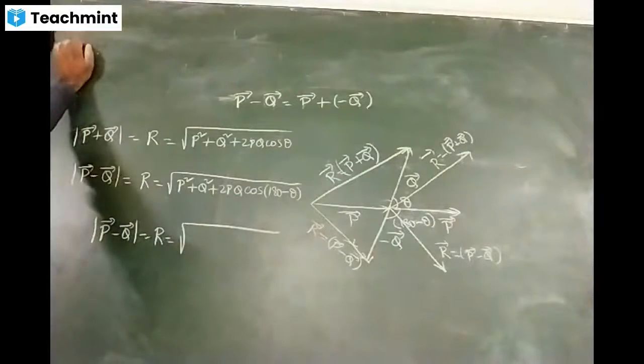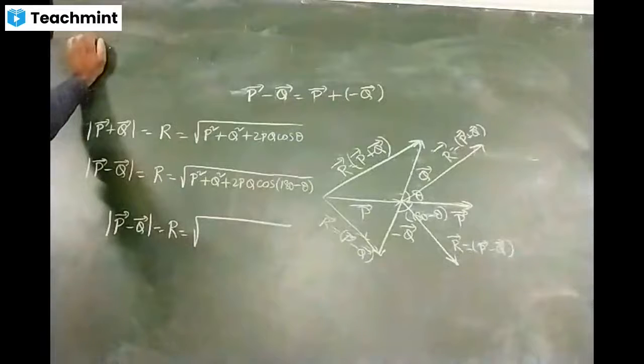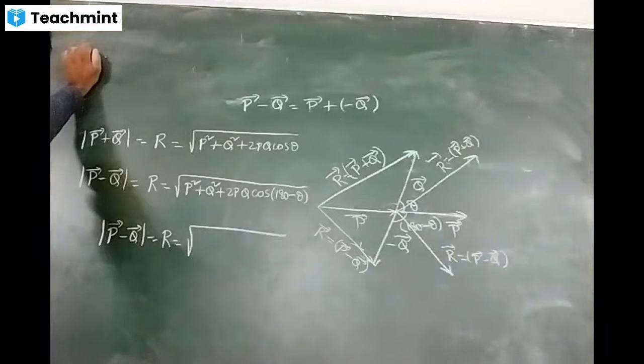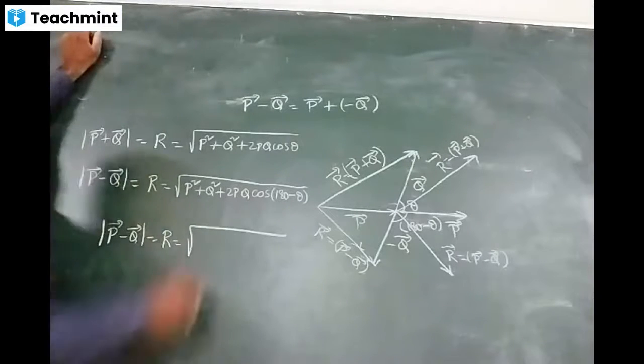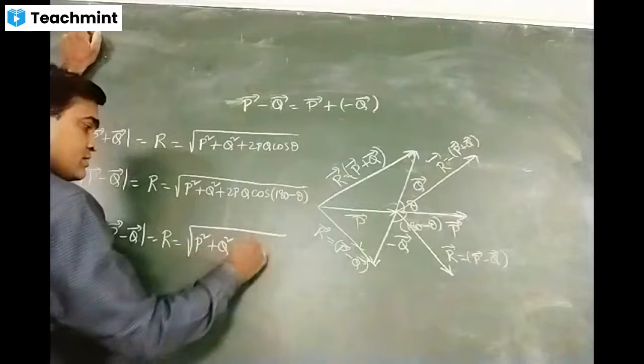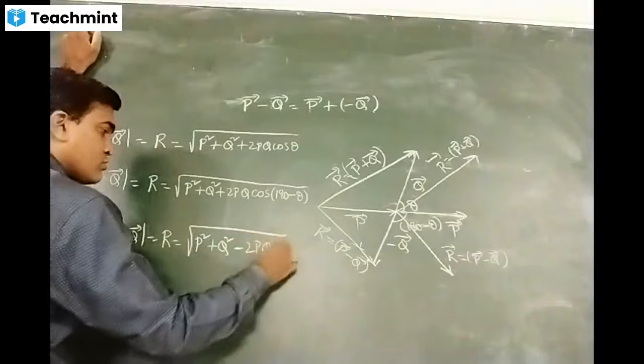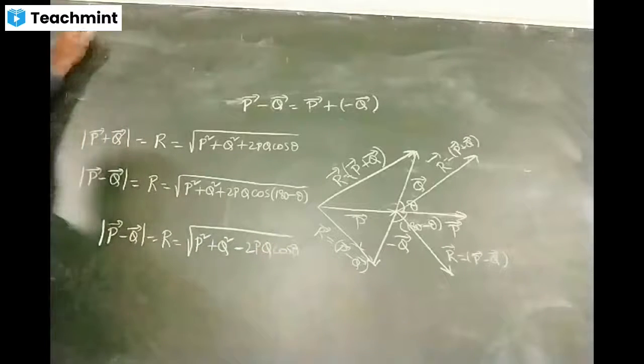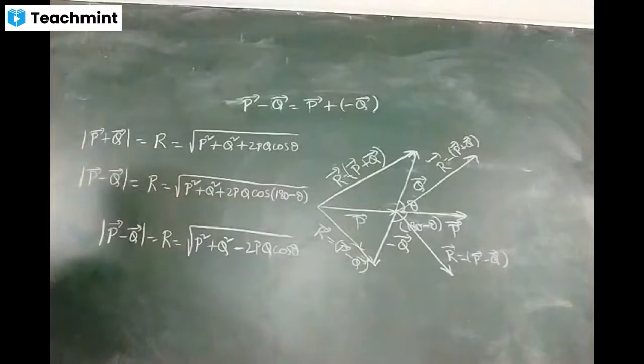In which quadrant will you get 180 minus theta? Second quadrant, sir. In the second quadrant, cos is negative, minus cos theta. So the modulus of p bar minus q bar is the square root of p square plus q square minus 2pq cos theta. Is it not? Yes, sir.